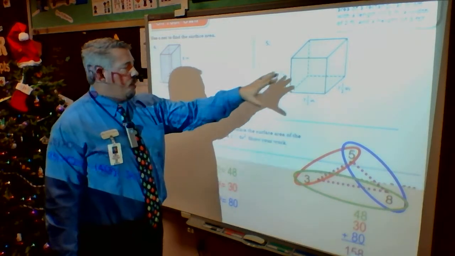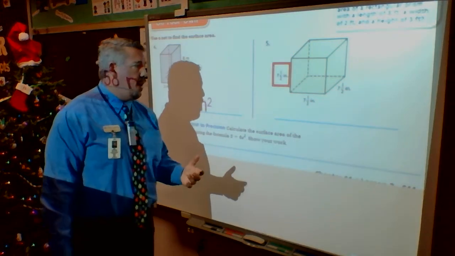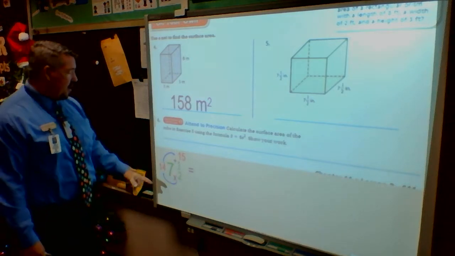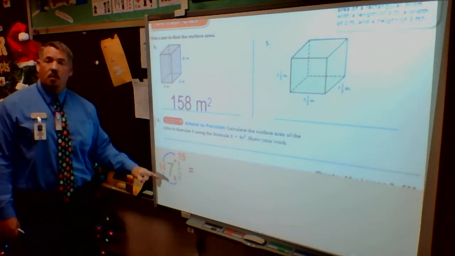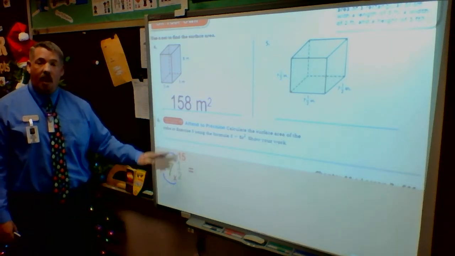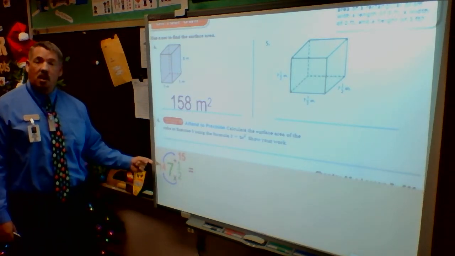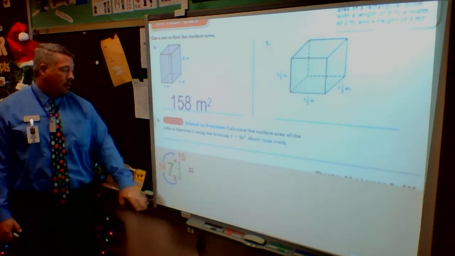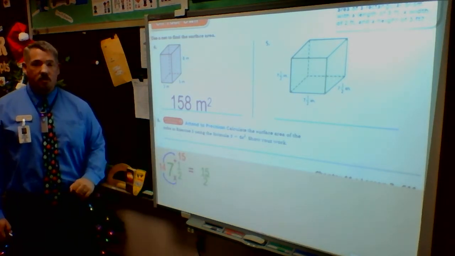But number 5, for my cube, I have 7.5, 7.5, 7.5. So I have to take my 7.5 and change it into an improper fraction. I go to the bottom, I multiply, then I add. 2 times 7 is 14. 14 plus 1 is 15. I keep my denominator. So I know I'm going to have 15 halves.